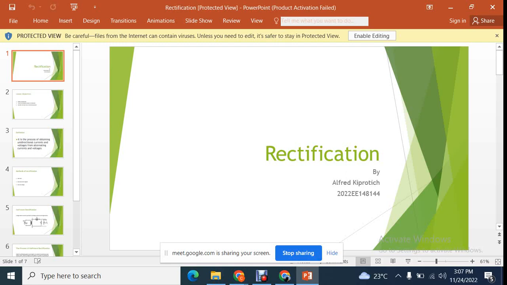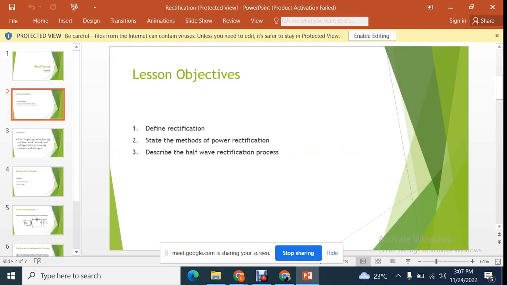And so under rectification, we shall cover the following. We shall define rectification, we shall state the methods of power rectification, and we shall describe the half-wave rectification process. And let me find out if we have ever interacted with rectification. Can someone tell us what rectification is?